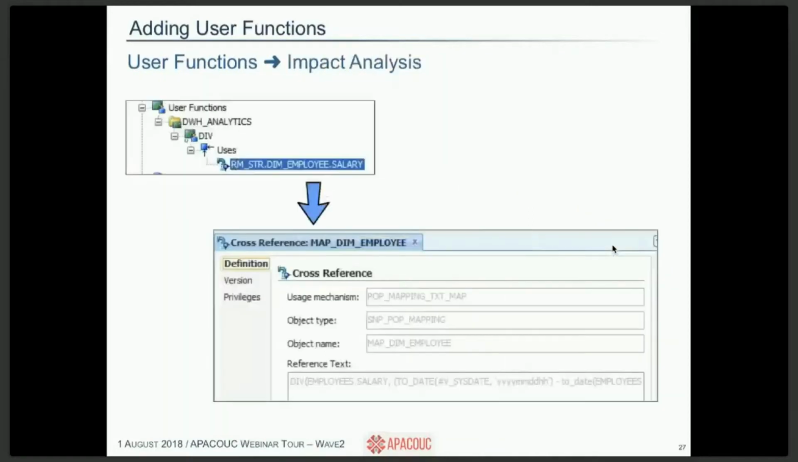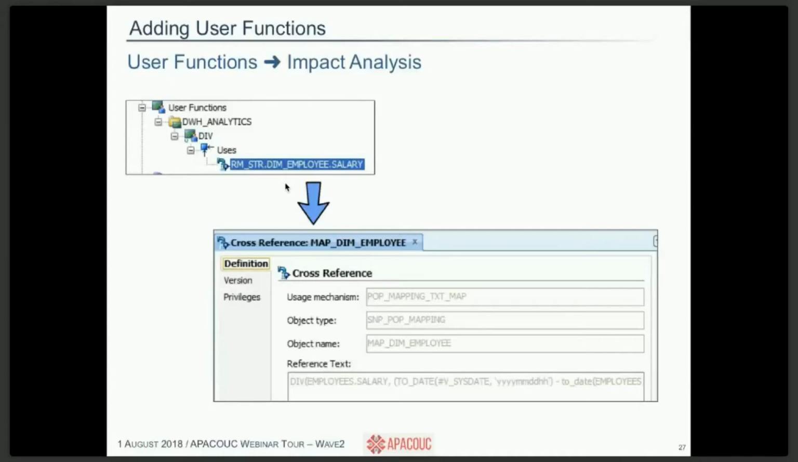So in the meantime, I told you that you can group the user functions. When I right-click the function and open it, I can see where it is being used, and I can make a perfect impact analysis of where this function has been used in my entire project. So this is so cool.